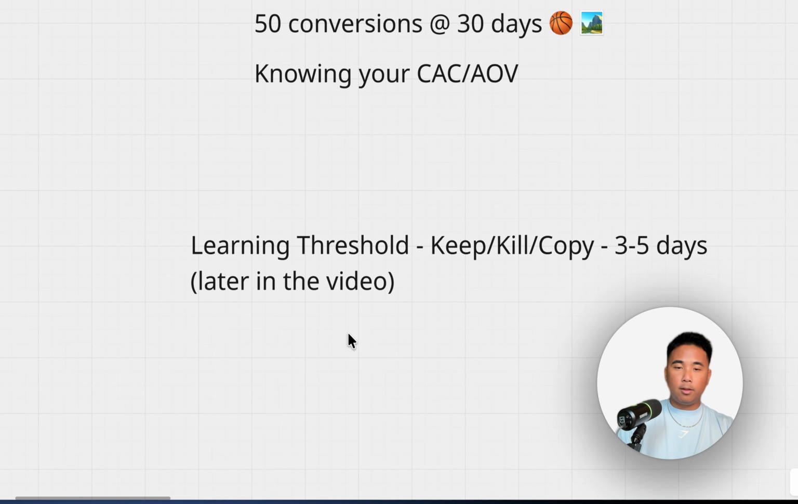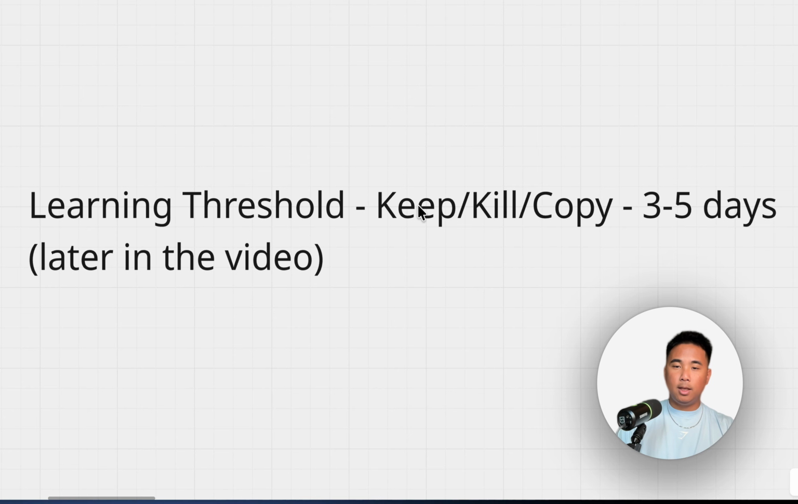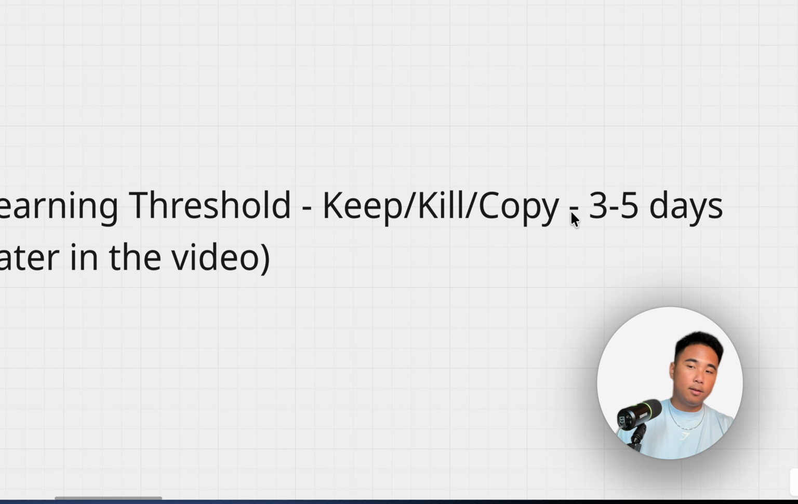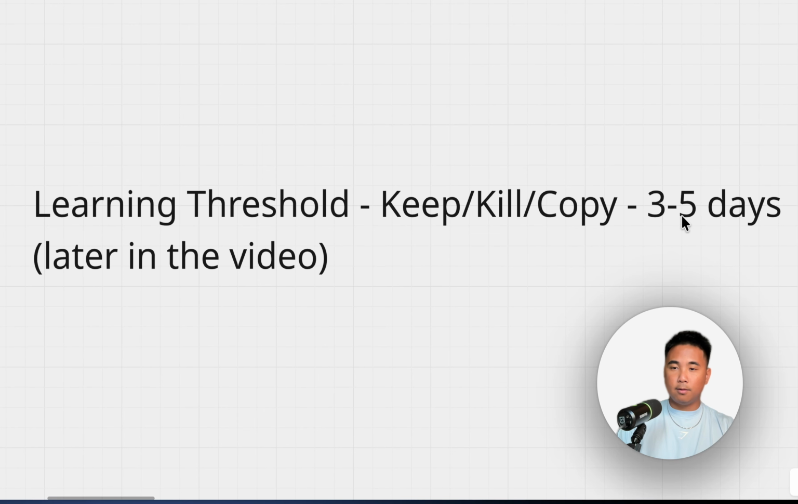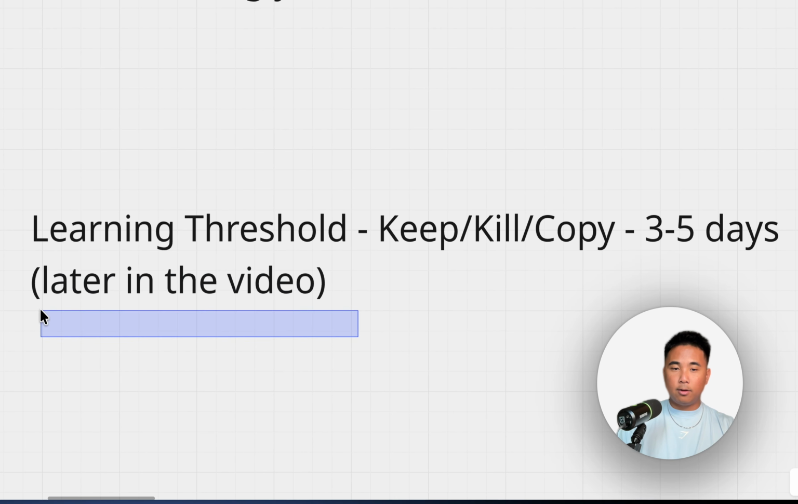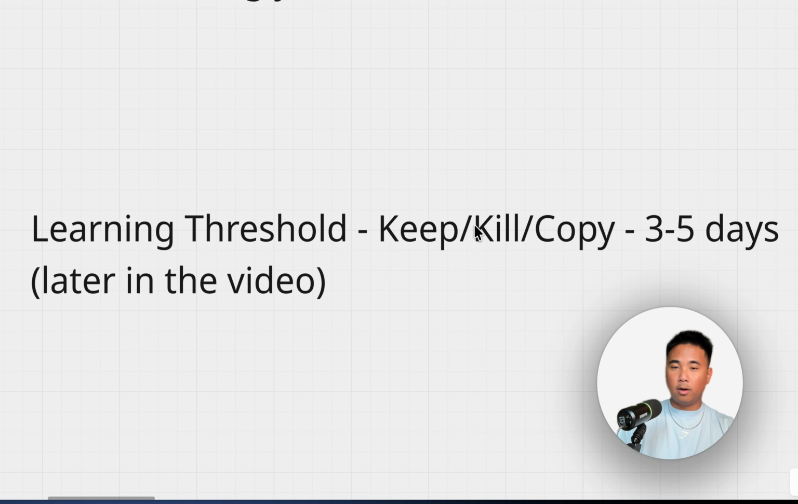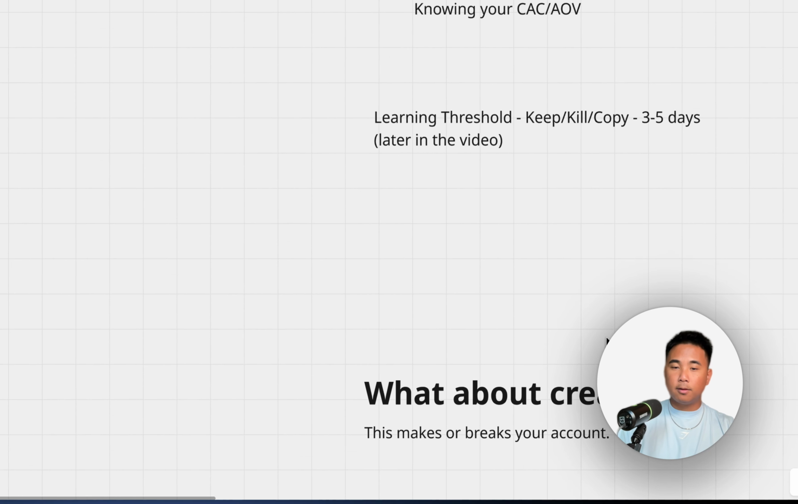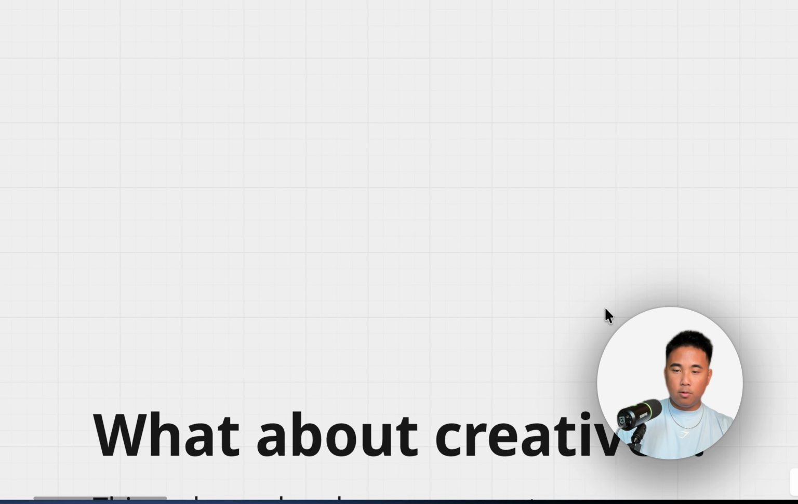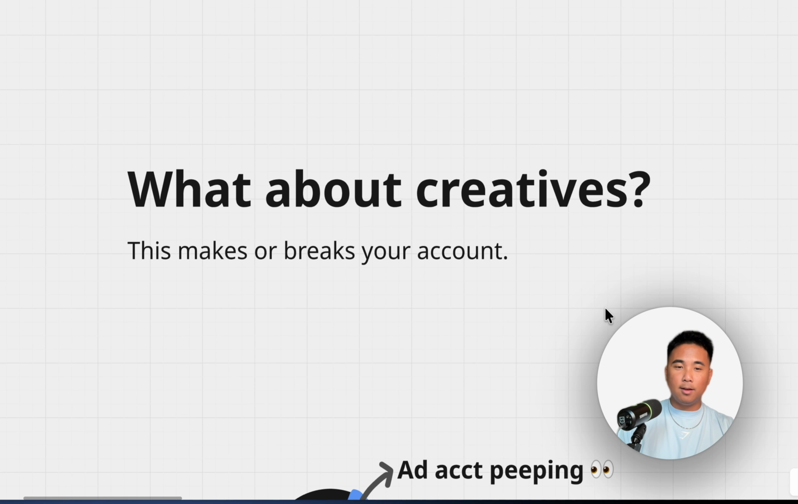And in terms of the learning threshold, like when should you keep, kill, iterate, or copy an ad, that's around 3 to 5 days of runtime. We'll talk about this later in the video. I'll tell you which KPIs you should look for before keeping or killing an ad or iterating on it. Okay, so let's move on to my favorite part here, which is the creatives.